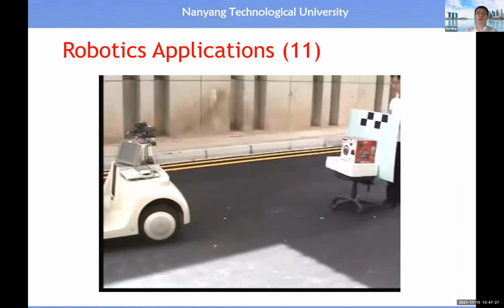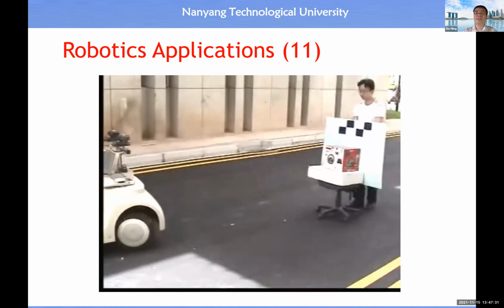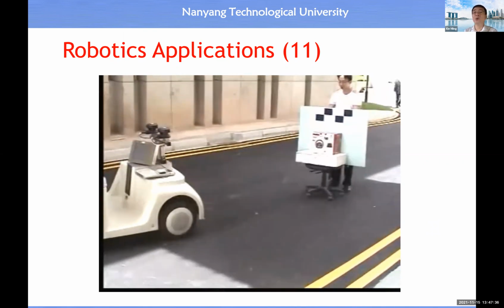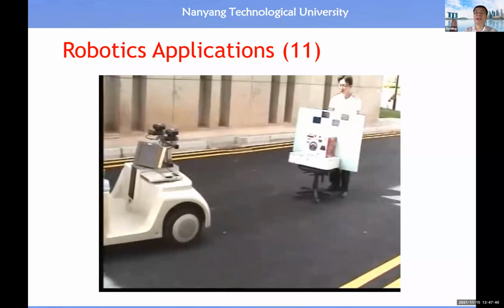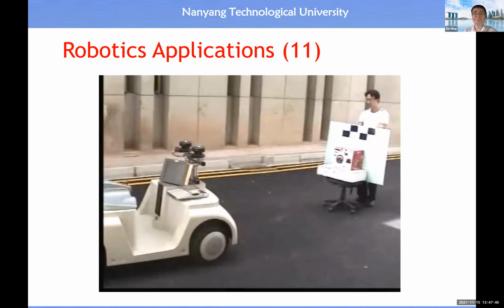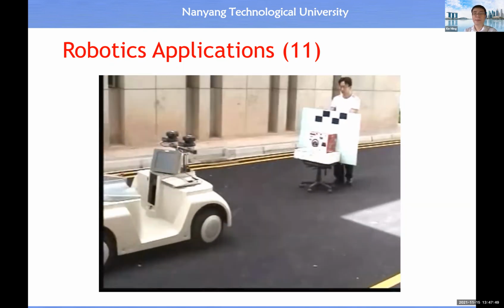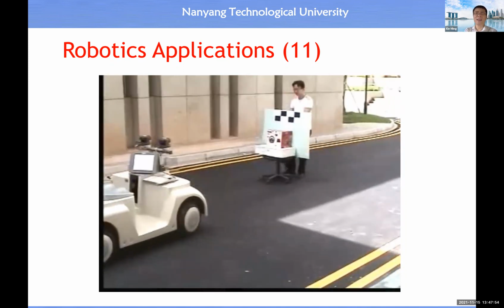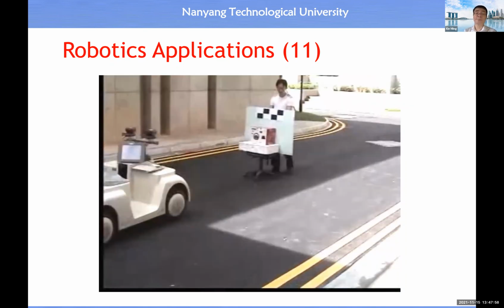This video shows you a typical scenario of car following. This mobile platform follows the frontal moving target, and this moving target could be another vehicle. The behavior of this mobile platform, or car-like mobile platform, is fully autonomous.